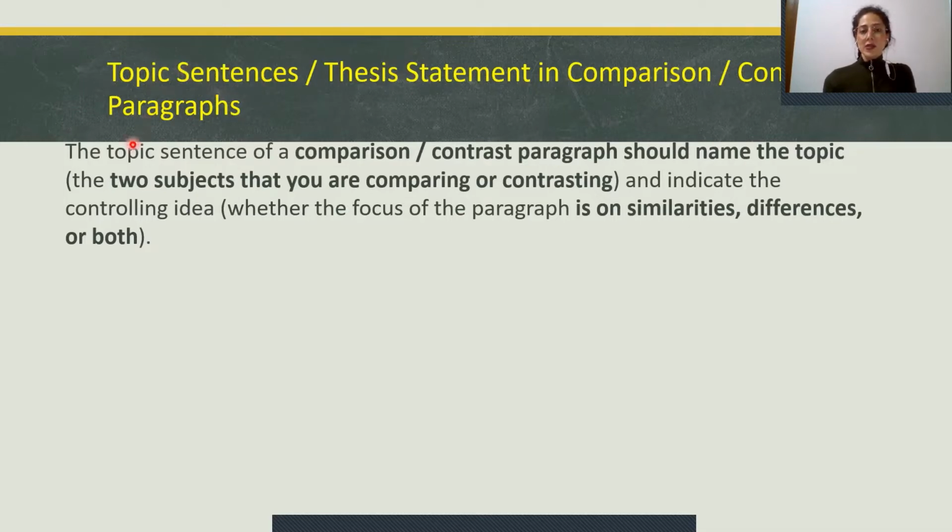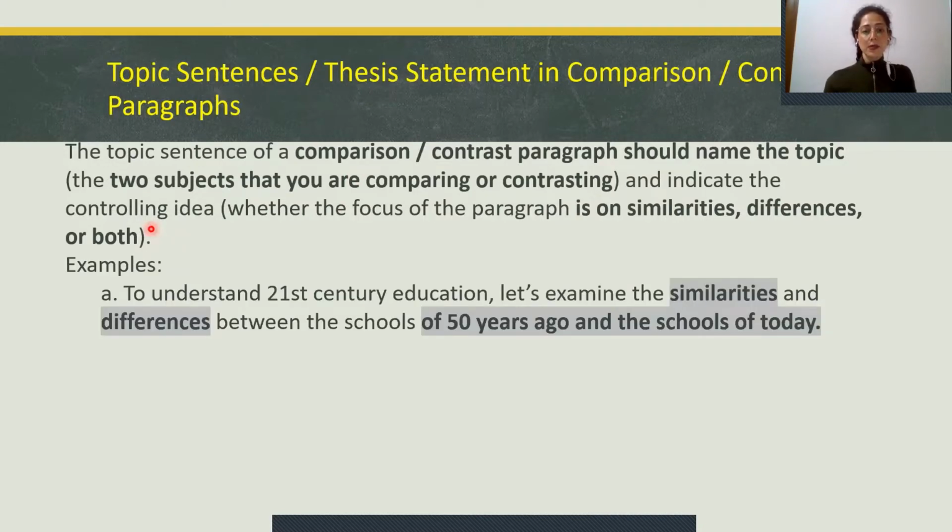Let's see in detail. The topic sentence of a comparison contrast paragraph should name the topic, what two things you are talking about, and indicate the controlling idea, from which side you are talking about this, like whether the focus of the paragraph is on similarities, differences, or both similarities and differences. Okay, let's see some examples.